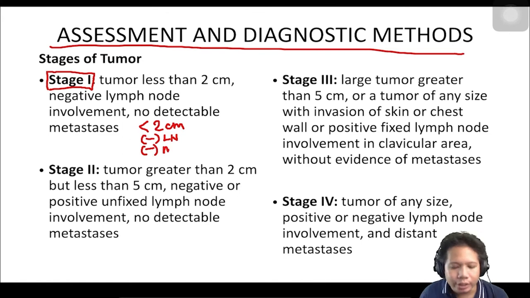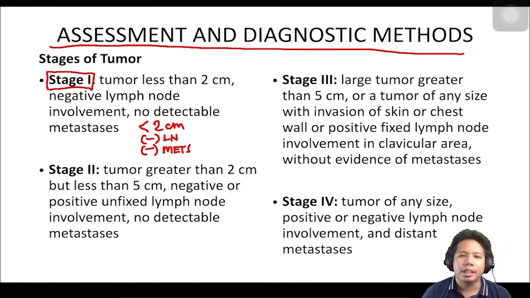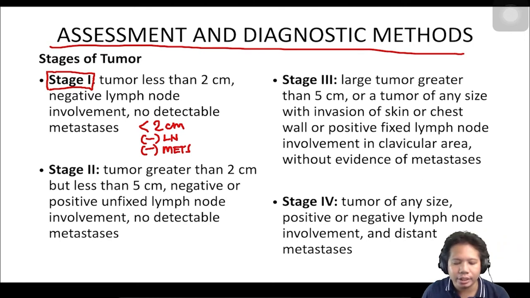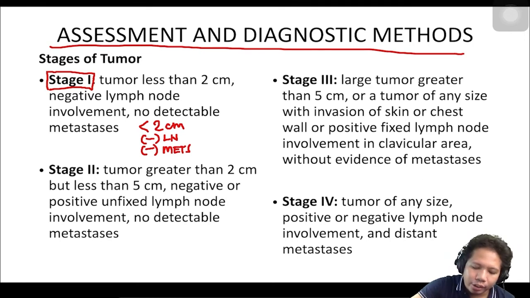So for stage 1, what is it again? Less than 2 cm, it's small. It's negative lymph node. There's no swelling or inflammation of your nearby lymph nodes. And there's no detectable metastasis, naturally, since there's no lymph node involvement. Okay, for stage 2, the second level, the tumor is greater than 2 cm, but it's less than 5.